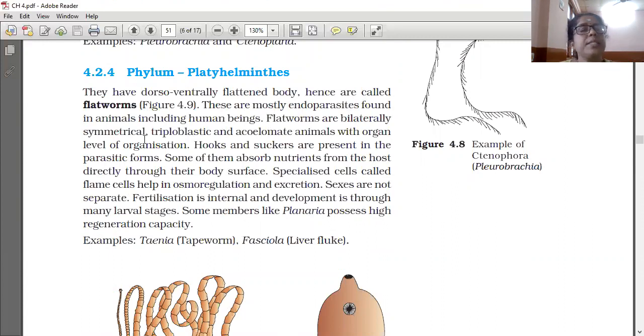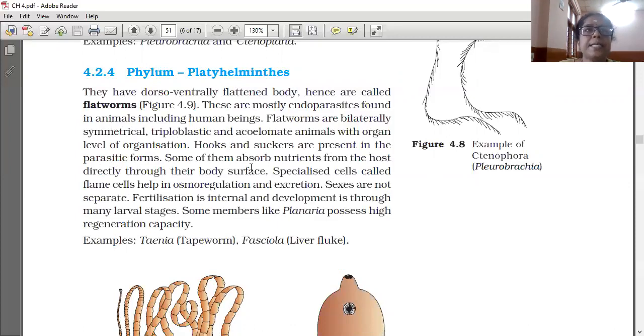Platyhelminthes are bilaterally symmetrical, triploblastic, acoelomate animals with organ level of organization. The meaning of all this, understood? Bilaterally symmetrical means it can be cut into two equal halves through the longitudinal plane. Triploblastic means three germinal layers are there: ectoderm, mesoderm, and endoderm. Acoelomate means absence of coelom. Mesoglea is filled in the space there.